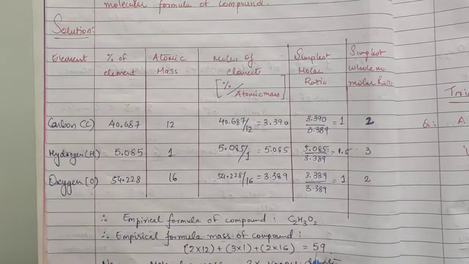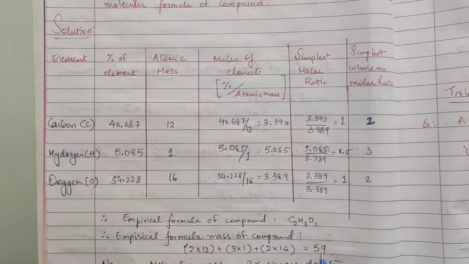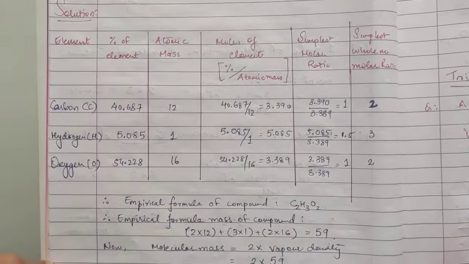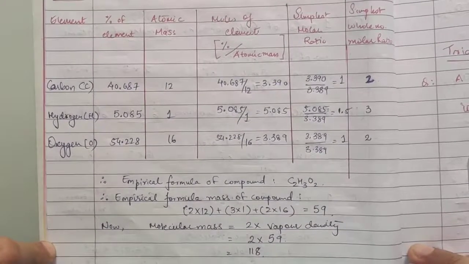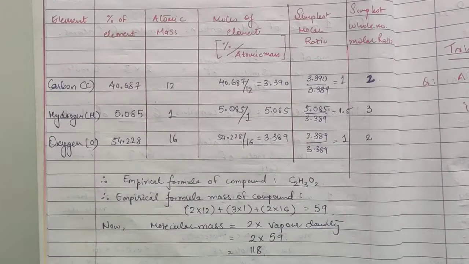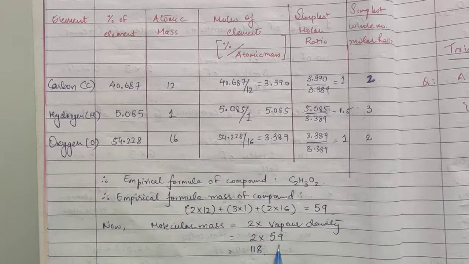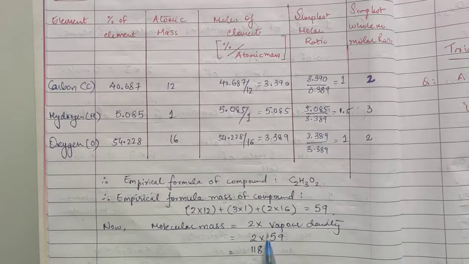Addition of this total will give you 59. Okay, and then what you need to do, students, is find out and use the value of the vapor density. So what has been provided? I already told you all, students, that the molecular mass is equal to twice the vapor density. So 2 into 59. 59 is the vapor density already given to you all.